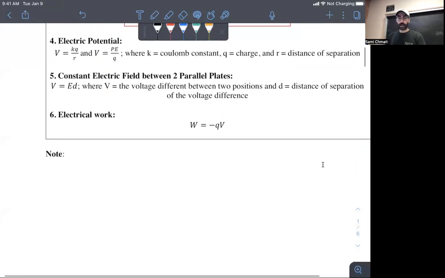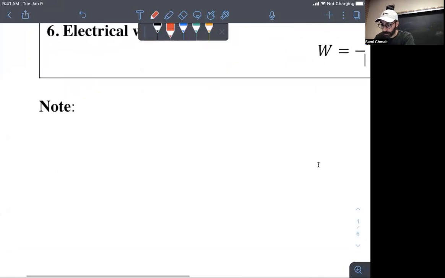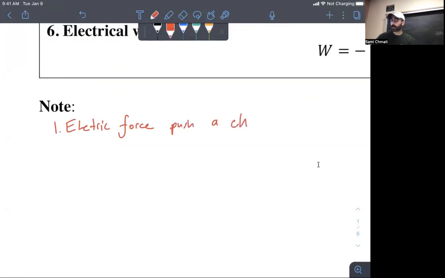Okay, I left this area blank, and I just want to talk about some key things here. I wrote it down so I don't get it wrong. We've now talked about electric force, electric field, and electric potential. The first one, let's talk about electric force. Electric force will push a charge directly. It's kind of the easiest one to visualize. It's going to be some difference in charge, and it's either going to be attracted or repelled.